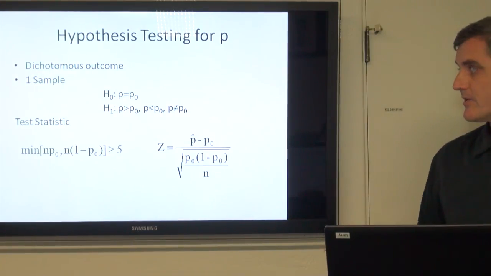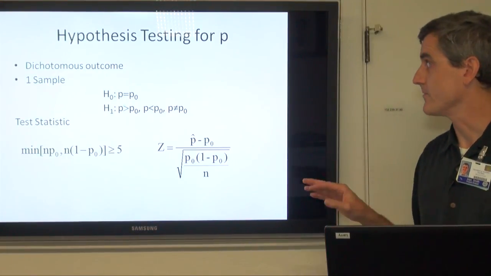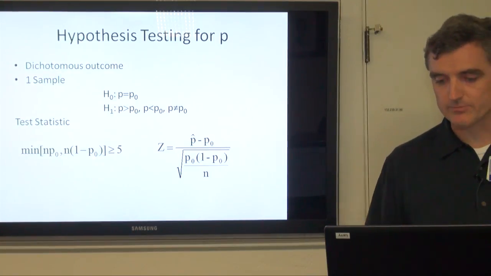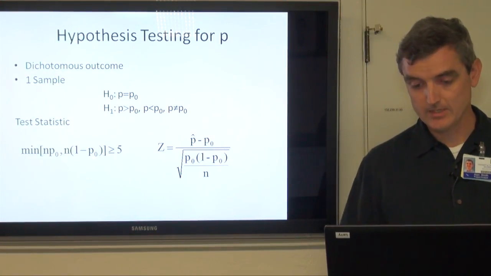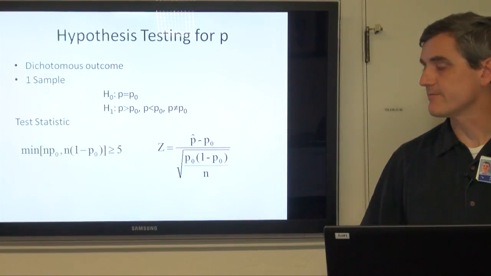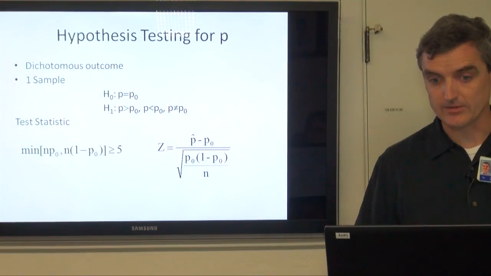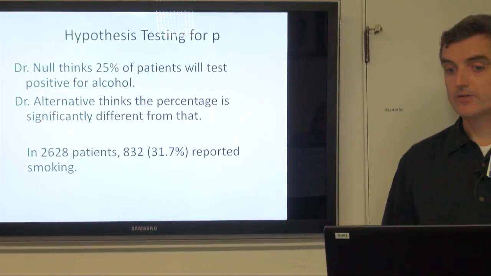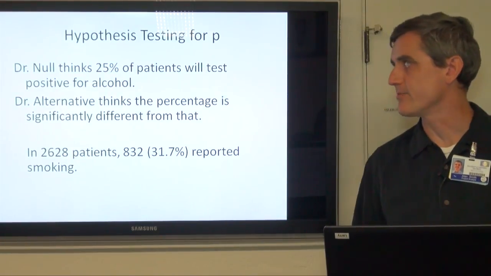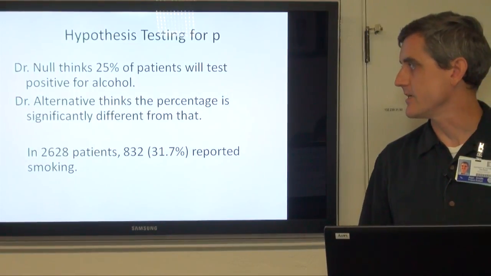The only assumption here is that the minimum expected value is at least 5, if you were to calculate how many observations you would expect to see with that probability. And if any of those is less than 5, then we need to use what's called non-parametric tests, and we'll talk about that at a later time. Okay, so we're going back to Dr. Null and Dr. Alternative. He thinks that 25% of patients are going to test positive for alcohol. Dr. Alternative is saying, nah, I think it's different.